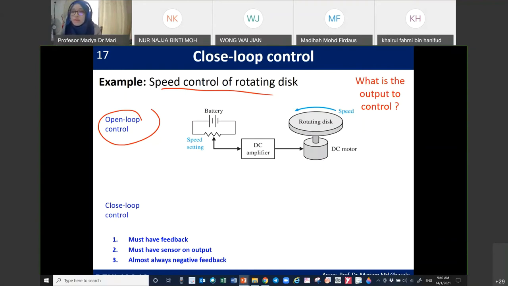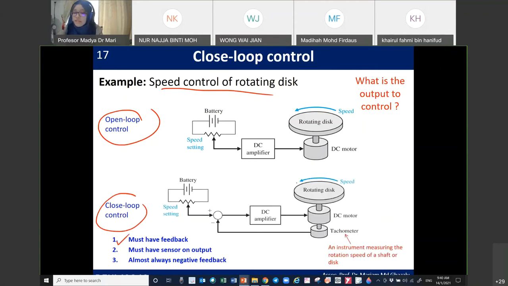So how to make it into a closed loop? Remember, you must have a feedback. From this diagram, you are going to improvise and add a little bit. What you need to add is a feedback, compared with the reference. You must have a sensor because the DC motor does not have a sensor. Then you add a tachometer. A tachometer is actually like an encoder. You can Google that.